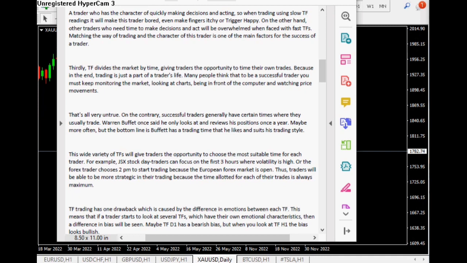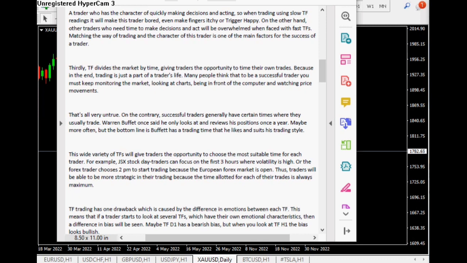Thirdly, TF divides the market by time, giving traders the opportunity to time their own trades. Because in the end, trading is just a part of a trader's life. Many people think that to be a successful trader you must keep monitoring the market, looking at charts, being in front of the computer and watching price movements. That's all very untrue. On the contrary, successful traders generally have certain times where they usually trade. Warren Buffett once said he only looks at and reviews his positions once a year. Maybe more often. But the bottom line is Buffett has a trading time that he likes and suits his trading style. This wide variety of TFs will give traders the opportunity to choose the most suitable time for each trader.